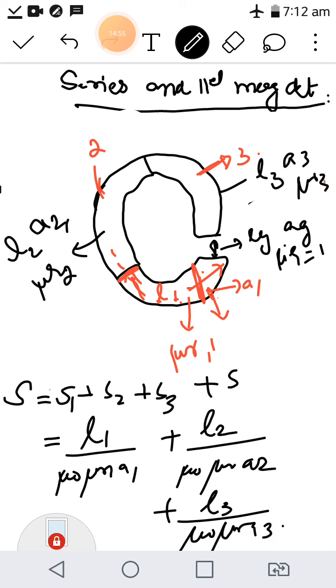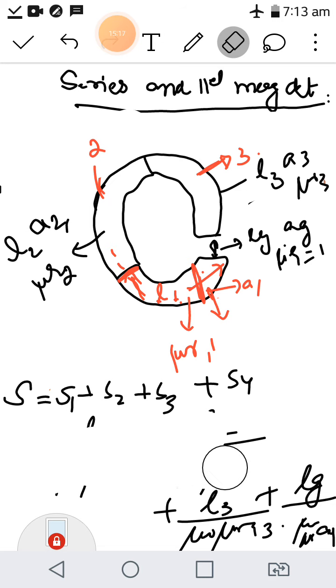Plus S4 is also there, the air gap. So Lg divided by mu 0 mu r into Ag, the air gap area. So this is the way. This is very simple compared to an electrical circuit. You just compare with the electrical circuit and then do the calculation. This is very simple.